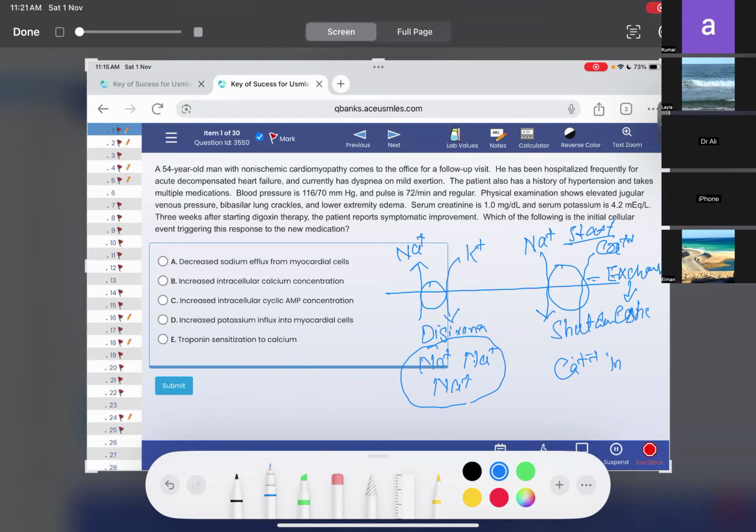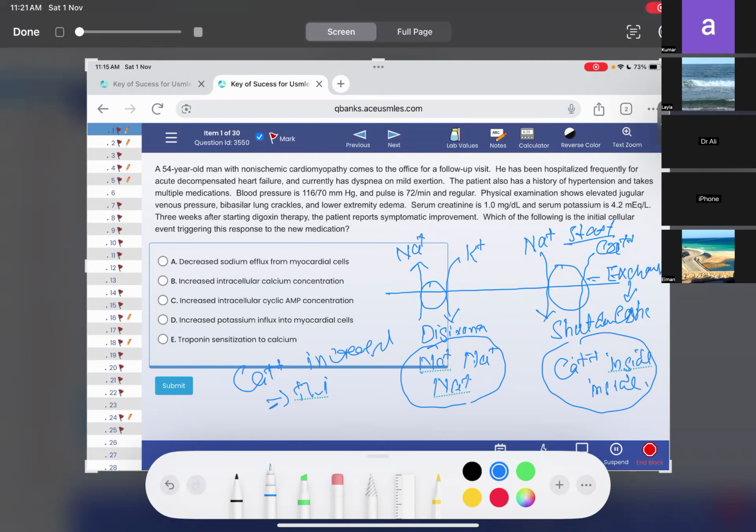So calcium remains inside, and we know that calcium increases the contractility. By this phenomenon, digoxin increases the contractility of the myocytes. Now you are clear, doctor?